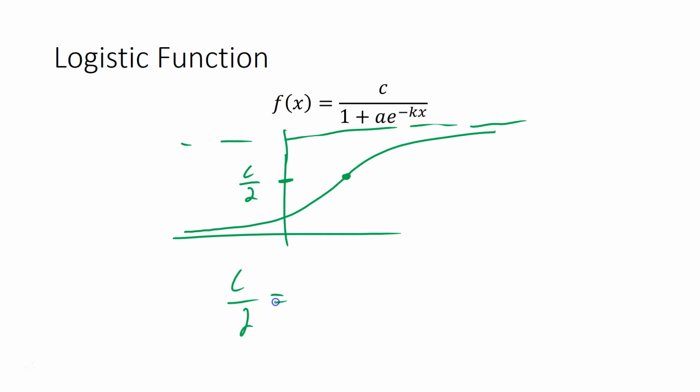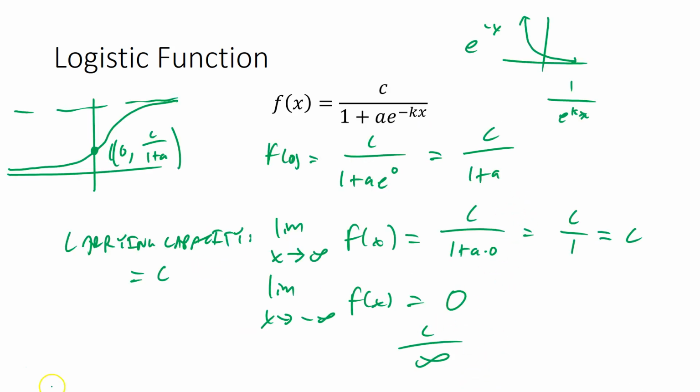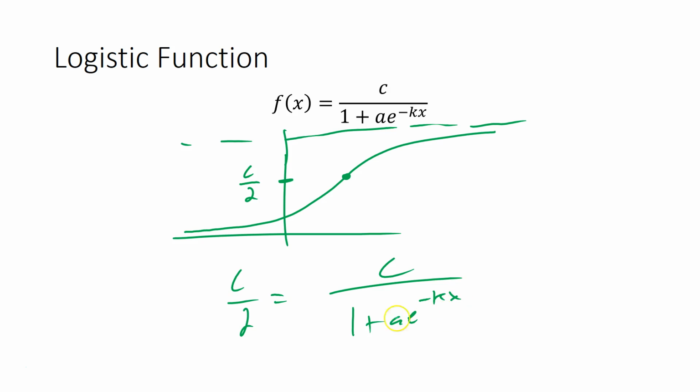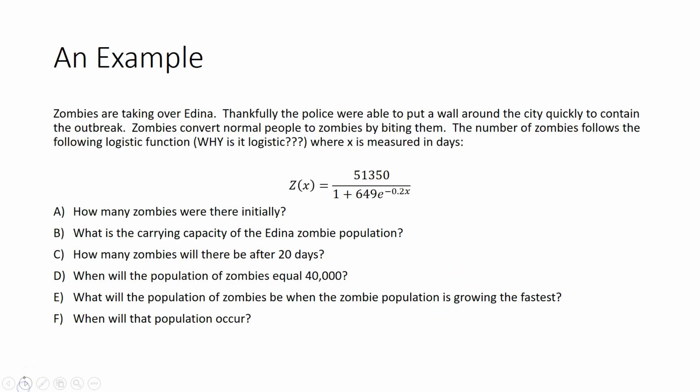So solving this equation, c over 1 plus a e to the negative kx, is going to happen a lot. And to solve this, we have to use logs. That's kind of why this goes hand in hand with the exponentials and logs. You can cross multiply or do the swap property, which we'll talk about when we're solving a little bit later. But it's not a real hard equation to solve, especially if you have a calculator. So let's take a look at an example.